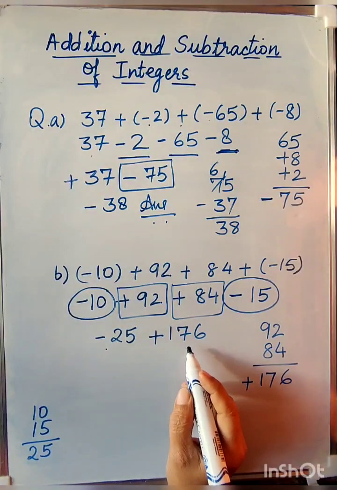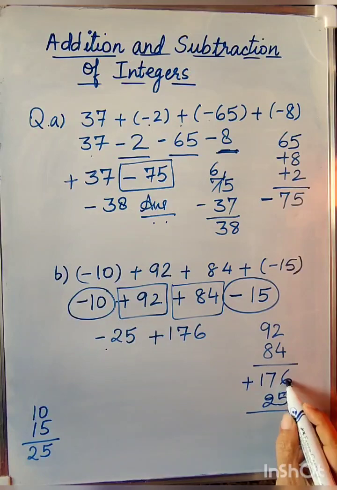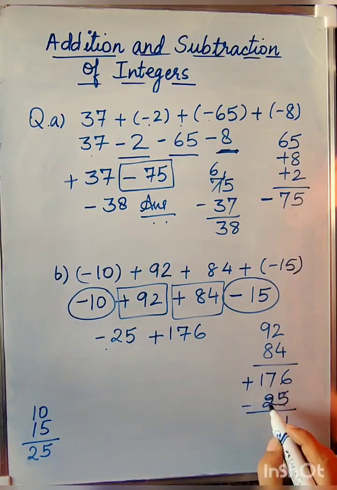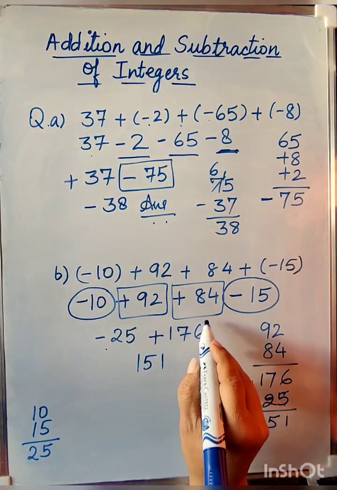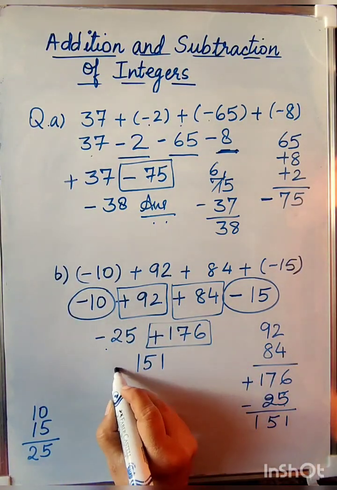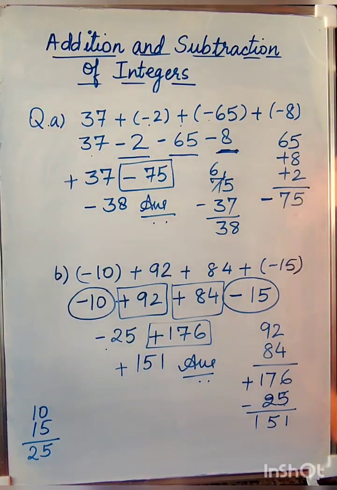Therefore, we will subtract the numbers. That means I will subtract 25 from the given number. 6 minus 5 gives you 1, 7 minus 2 gives you 5 and 1. So this is 151 with the sign of the bigger number, that is plus. So this will be the required answer. This we can follow for the subtraction sums also. So let us solve some sums on the subtraction of integers now.